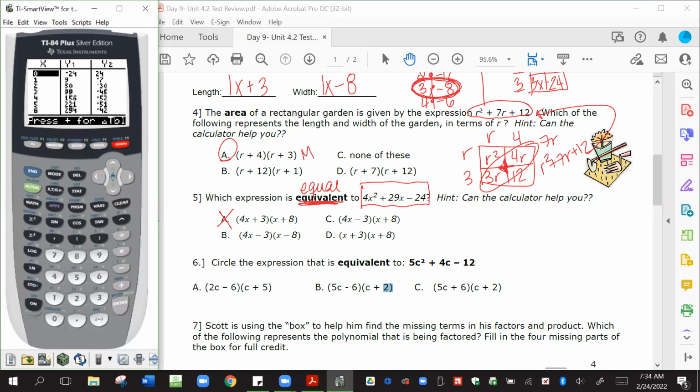Negative 24, positive 24. Nope, B doesn't work either. So we're halfway done. Let's try another one. Let's try C. So notice I'm not going to clear this one this time. I'm going to go down, and it already says 4x minus 3. The second one says x plus 8.